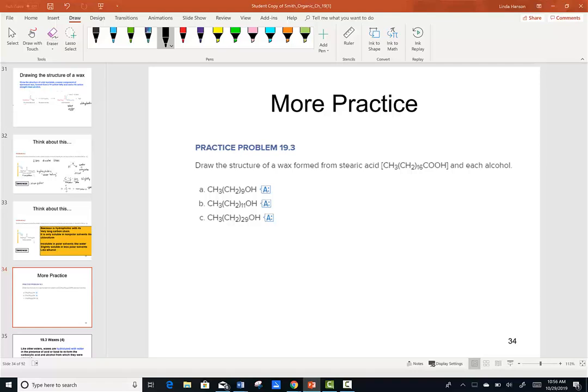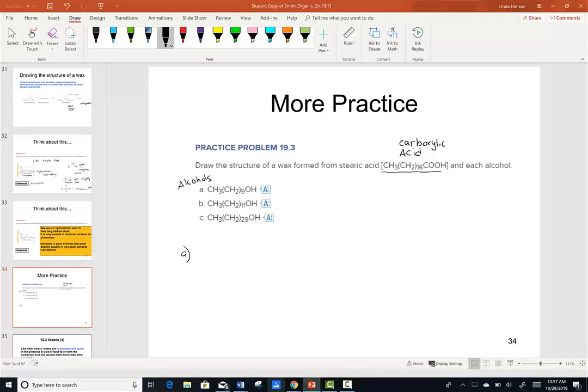We're asked in this practice question to draw the structure of a wax formed from stearic acid. So here's our stearic acid, carboxylic acid functional group there, COOH, and each of these alcohols. So the difference in the structure is only going to lie on the right side of the wax that we form. So let's model letter A.